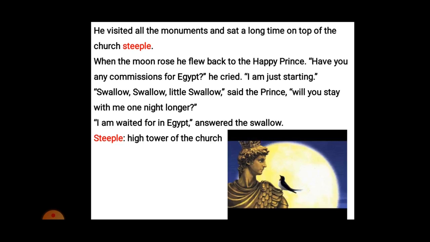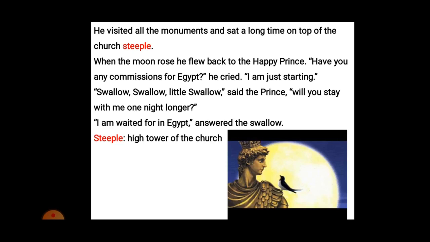The rest of the part we are going to see in this second part. So let us begin it. He visited all the monuments and sat a long time on the top of the church steeple. When the moon rose, he flew back to the happy prince.